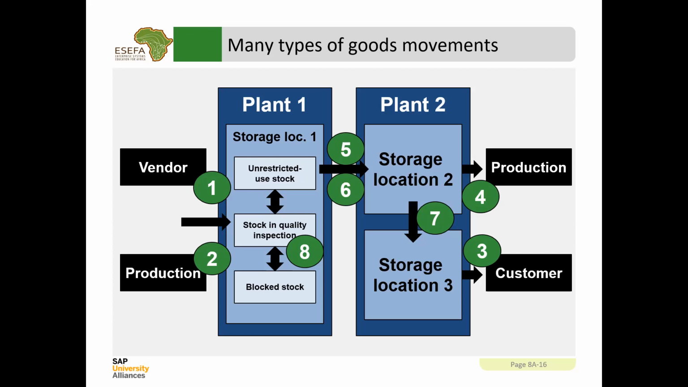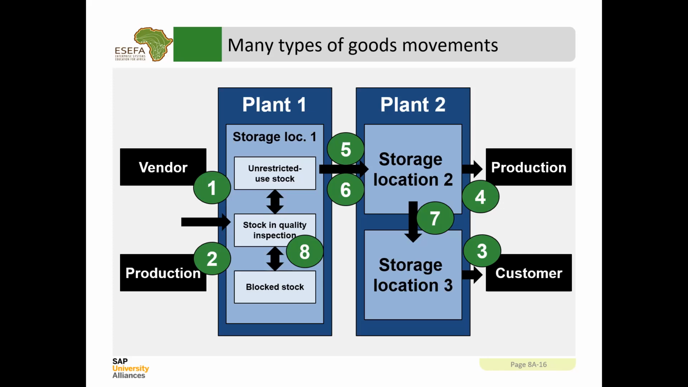So we've seen goods movement 1 and goods movement 2. Now, from plant 1 to plant 2, there are two possibilities. So you have 5 and 6. Goods can be moved from plant 1 to plant 2 using your stock transport order. So storage location 2 or storage location 3.